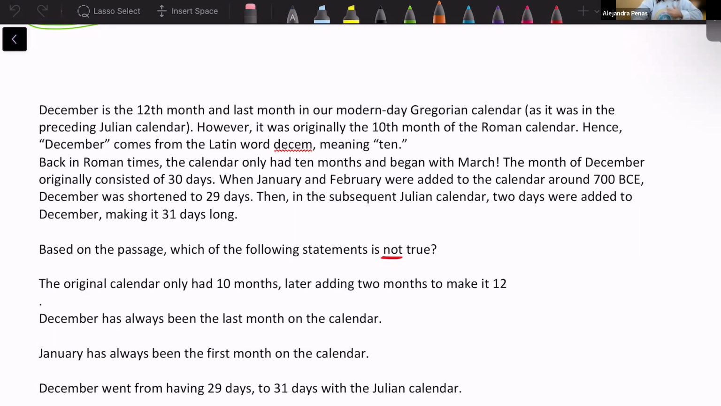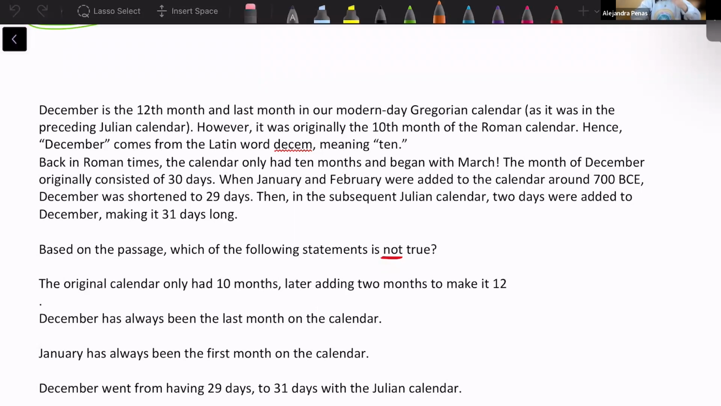So we have that December is the 12th month and last month in our modern day Gregorian calendar, as it was in the preceding Julian calendar. However, it was originally the 10th month on the Roman calendar. Hence, December comes from the Latin word decem, meaning 10. Back in Roman times, the calendar only had 10 months and began with March. The month of December originally consisted of 30 days. When January and February were added to the calendar around 700 BCE, December was shortened to 29 days. Then, in the subsequent Julian calendar, 2 days were added to December, making it 31 days long.